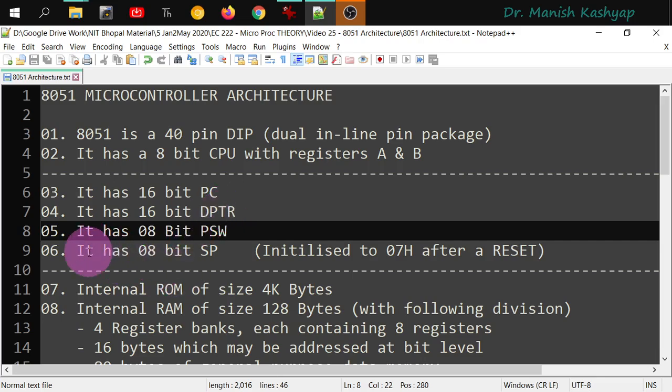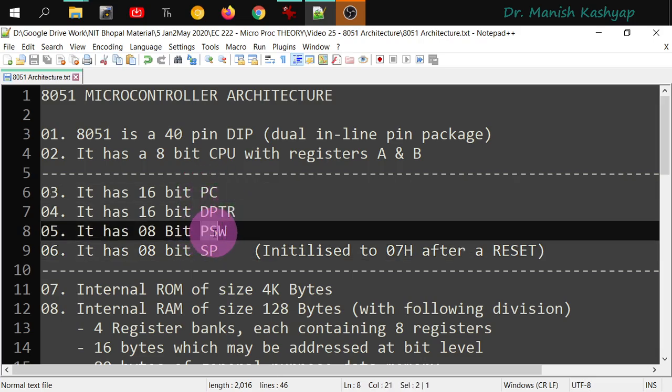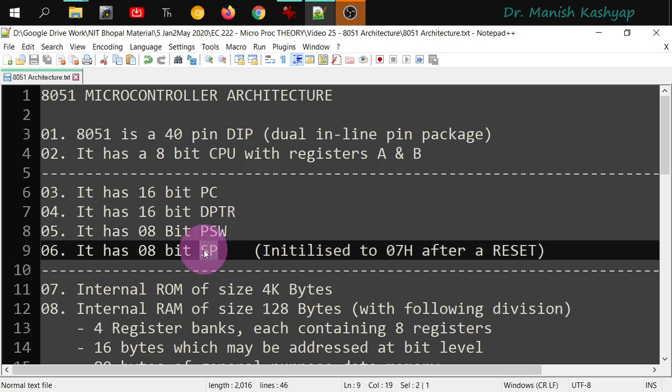And then it has got an 8-bit stack pointer. Interestingly, you can see that this stack pointer is only of 8 bits, right? And this stack can be made anywhere inside your memory, so it's not a problem. But the important point with the stack pointer is whenever you make a system reset, every register, including the program counter, DPTR, PSW, is reset to 0000H, or if it is an 8-bit register, 00H. But the stack pointer will be reset to 07H after this hardware reset operation has been made, right?